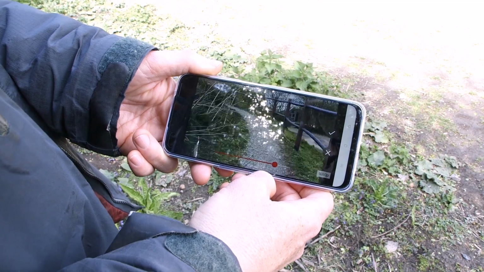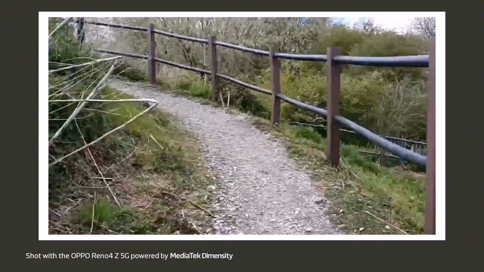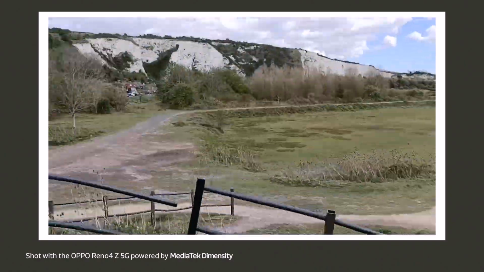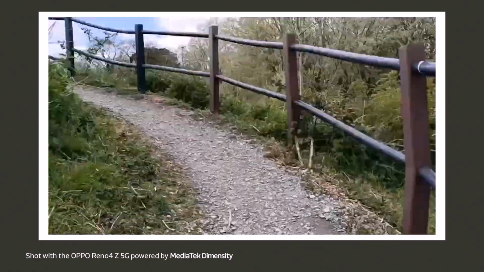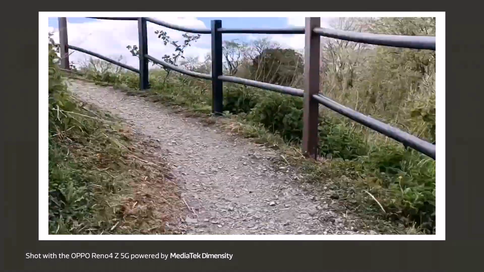So this is at 16 times, and I think I've nailed it there. That to me looks best of all. You're drawn in by that path. You think, where are they going? Here it is. There's the view. And again, those clouds going past has really concentrated your attention on that landscape.